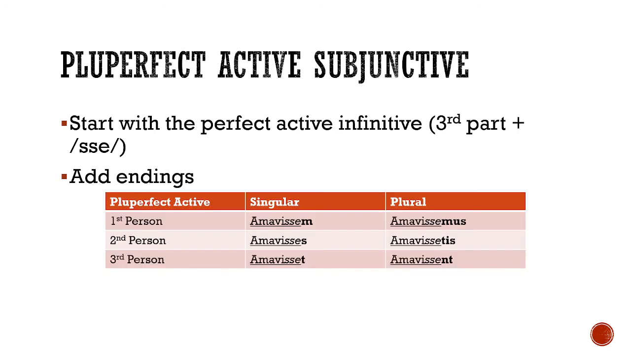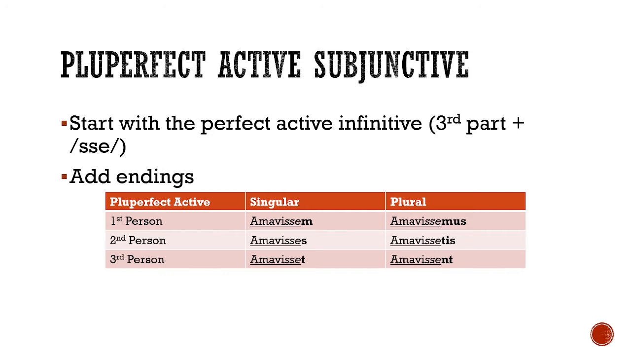So here's what amo would look like as a pluperfect active subjunctive. We've got amavissem, amavisses, amavisset, amavissemus, amavissetis, amavissent. That's our perfect active infinitive, and then we've got the endings -m, -s, -t, -mus, -tis, -nt to make that the subjunctive. All right. So that's what a pluperfect active would look like. Third part plus -isse plus our six main endings.